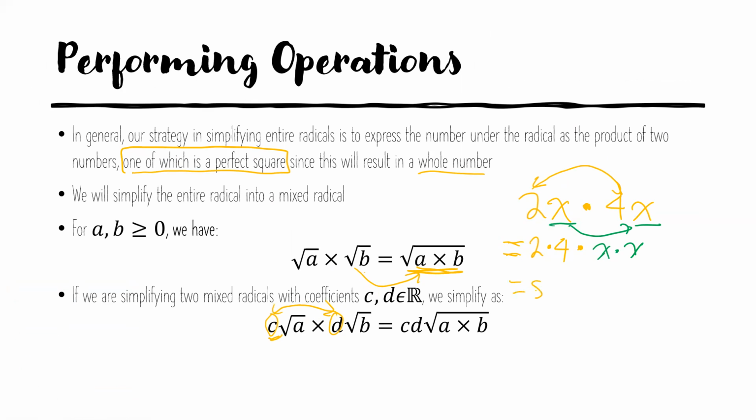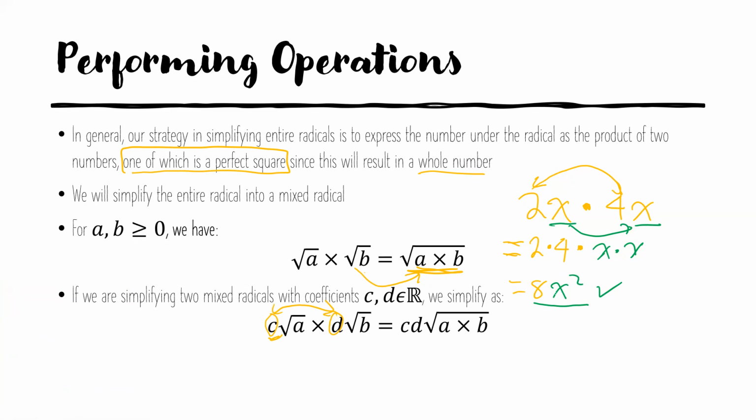So we end up with 8, and then we have x times x, which is x squared. So 8x squared ends up being the simplified expression there. We're multiplying the 2 times 4, and then we multiply x times x, which gives us x squared. So what we notice is that this is essentially the exact same. The only difference is that instead of an x, we have a radical, right?